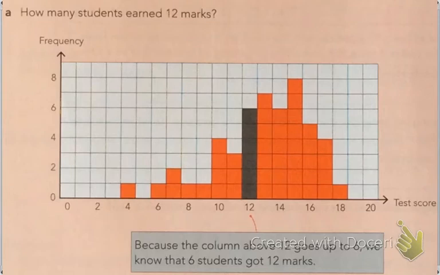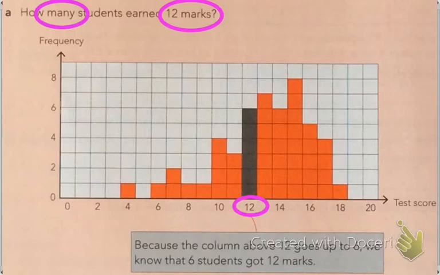Okay, so let's move across now to question A. And this is saying how many students earned 12 marks. The key here is that they're asking how many students, so they're asking for a number, which is our frequency. So that's one of our keywords. They are also looking for how many get 12 marks, so exactly 12, not more than or less than, but exactly 12.